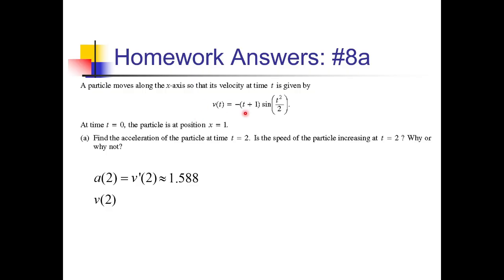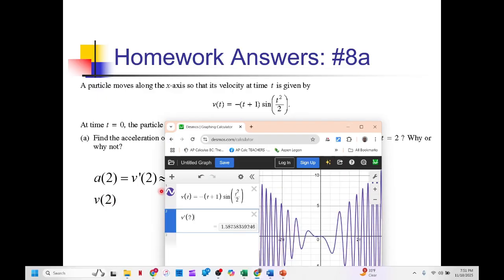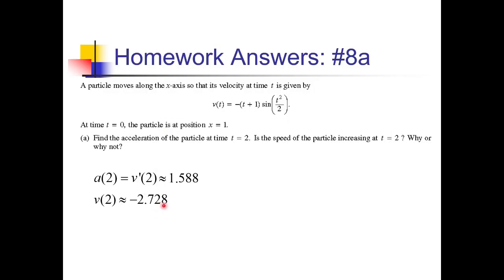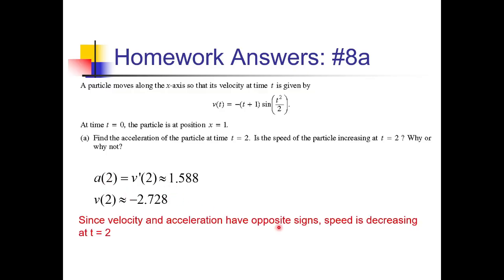And I've already got my v function entered into Desmos, so let me just do v of 2 on Desmos. So let me go down to another entry level, and we'll just do v of 2, not v prime, just plain old v, and that comes out to negative 2.728, which I'll write here. Since the signs of acceleration and velocity are different, since they have opposite signs, that means that our speed is decreasing at time 2.